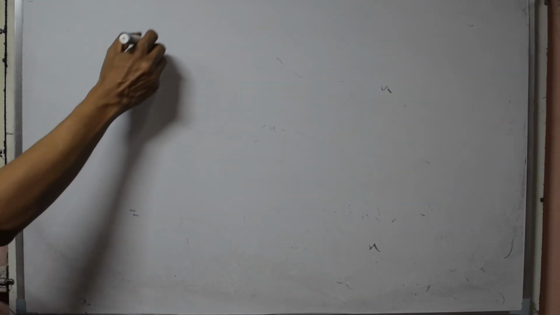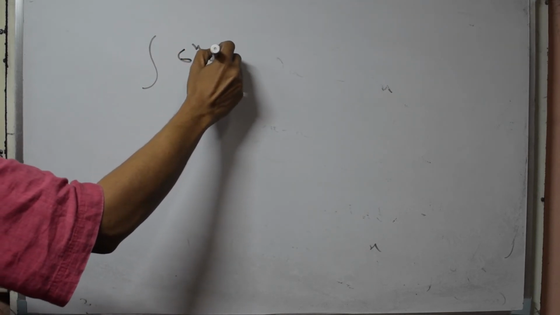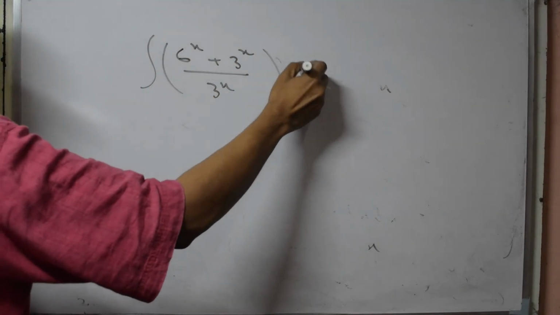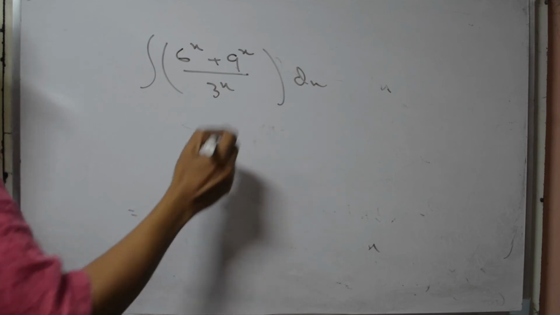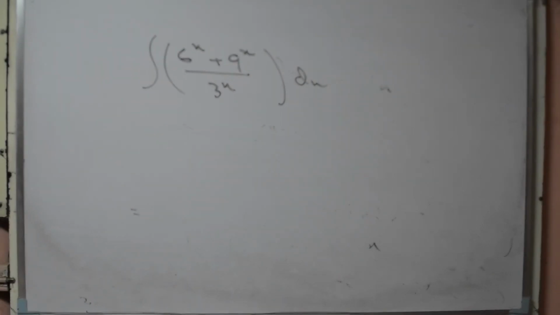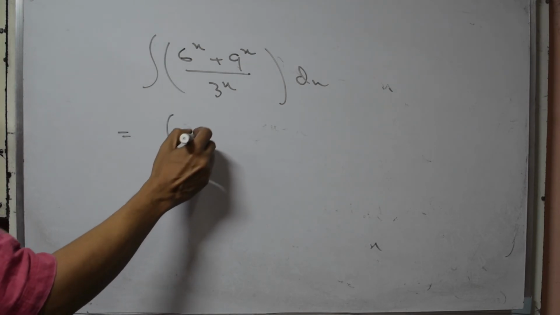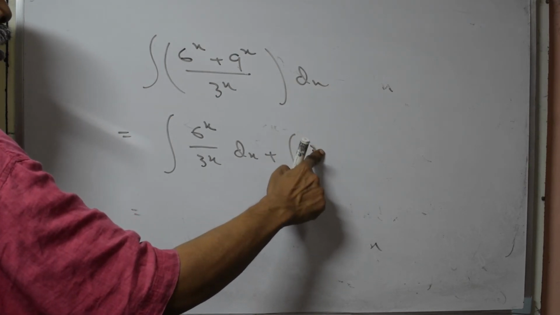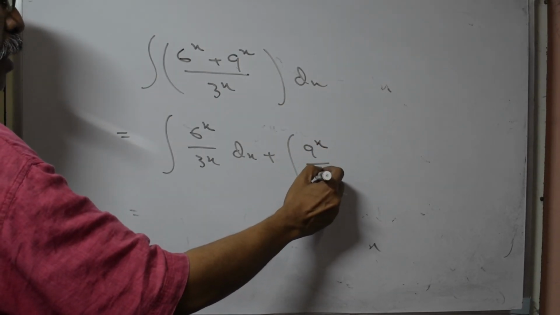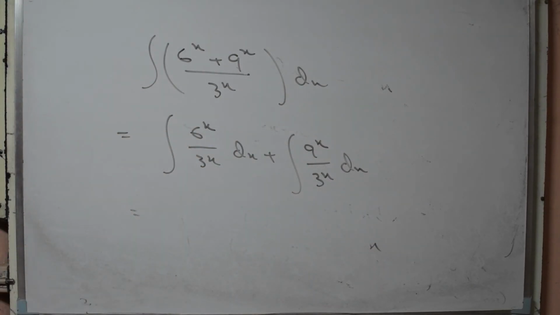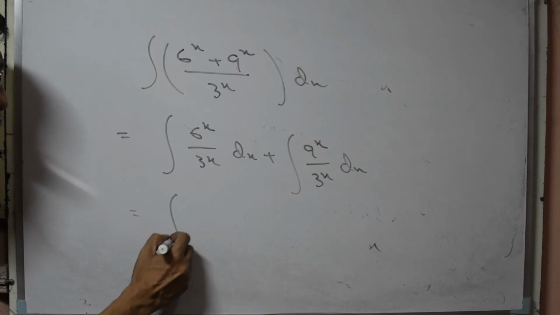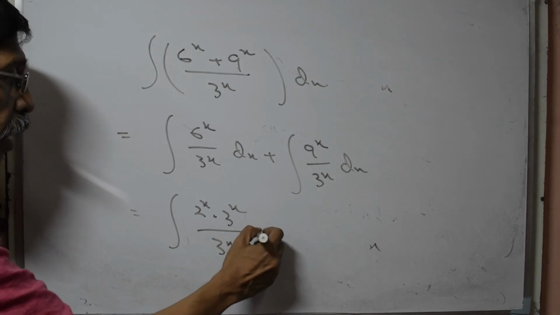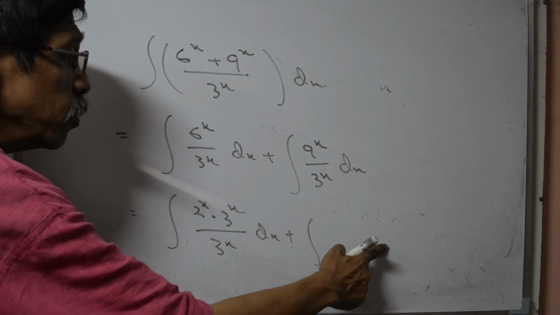Now we can have one more example, like 6 to the power x plus 9 to the power x by 3 to the power x. How to solve? We can separate: 6 to the power x by 3 to the power x dx, then 9 to the power x by 3 to the power x dx. Here 6 to the power x is 2 into 3, so we can write 2 to the power x into 3 to the power x, because 6 means 2 into 3, and the denominator is 3 to the power x. Plus 9 to the power x is 3 to the power x into 3 to the power x.